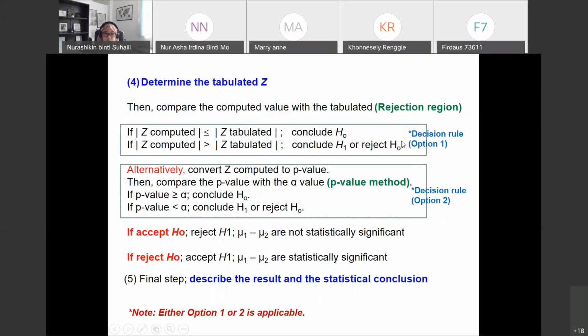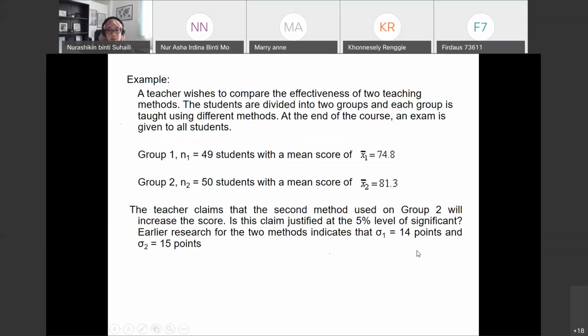In option 1, you find the Z table value and you compare it with the Z computed from the previous step. In option 2, you find the p-value of the Z calculated. But both of them will direct you to the decision making, where you have to conclude either H0 or H1. And the final step is to make a conclusion based on which hypothesis you accept in the fourth step. Okay? Any question so far?